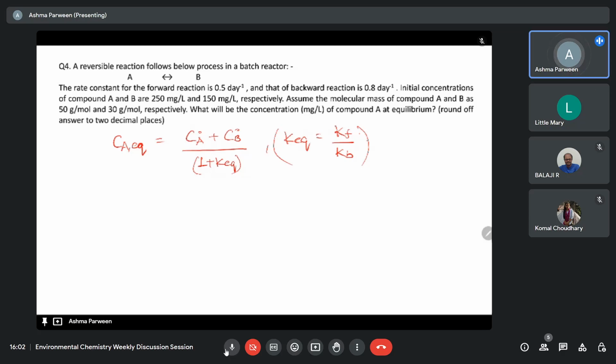So I don't know why you are not able to solve this, because I have given you the final expression also. Should I wait for 1 or 2 minutes, or should I solve this question? Okay, okay, I will wait for 2 more minutes.